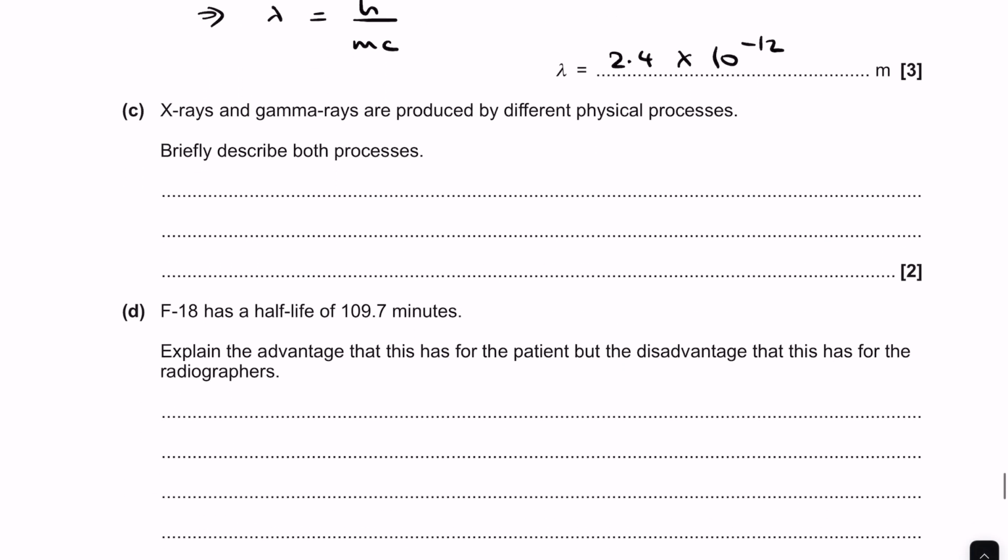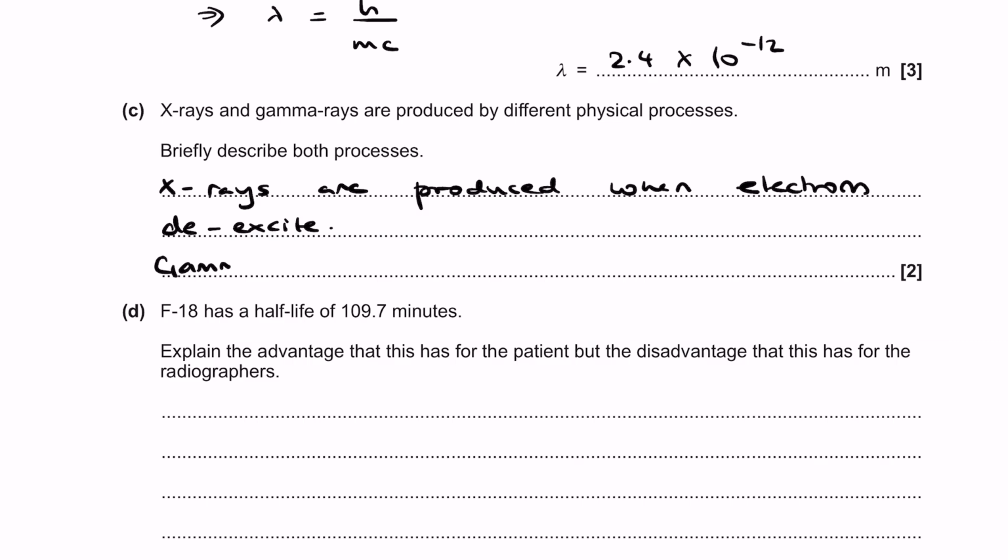Part C. X-rays and gamma rays are produced by different physical processes. Briefly describe both processes. So X-rays are produced when the electrons de-excite, basically. And gamma rays are produced in unstable isotopes when the nuclei decay.